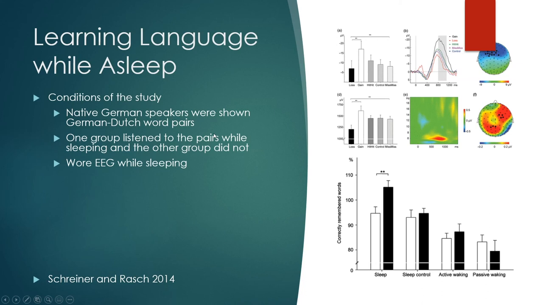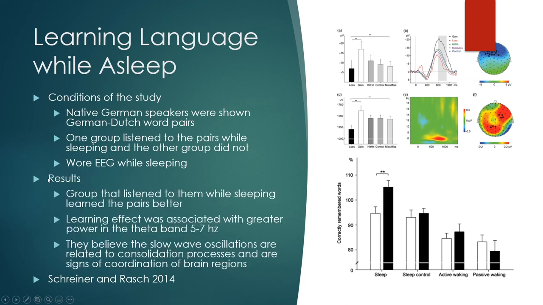They took native German speakers and showed them German-Dutch word pairs. Remember that these two words are associated with one another. I think they were listening to them; I don't think they actually showed them. They had them listen to these pairs of words. One of the groups listened to the pairs while they were sleeping and the other group didn't. And they wore EEG while they were sleeping. This wasn't necessarily to figure out when they were in slow sleep, but to figure out what brain signals were associated with this phenomenon they were finding.